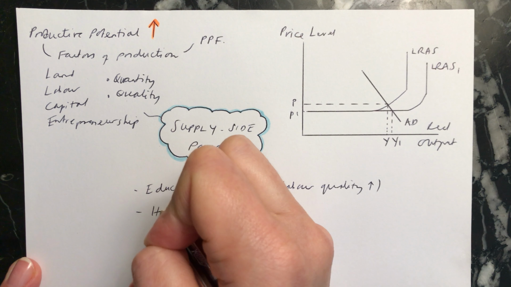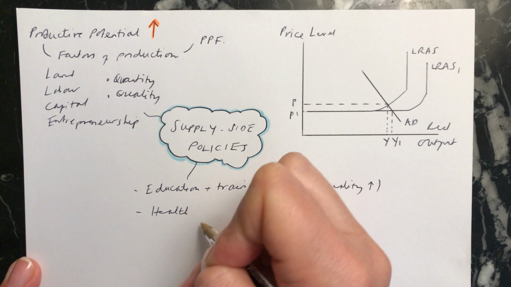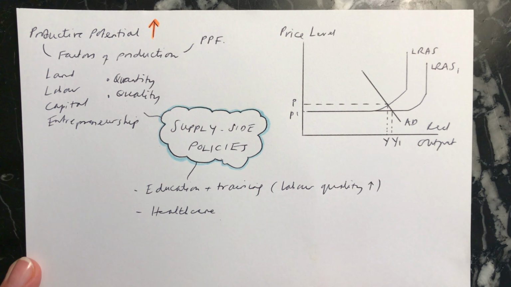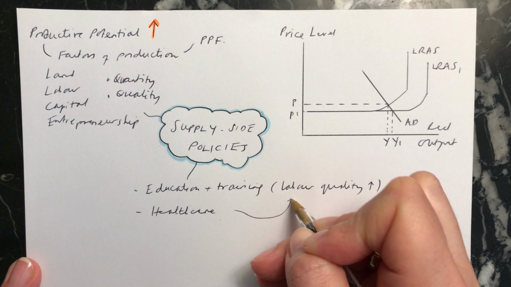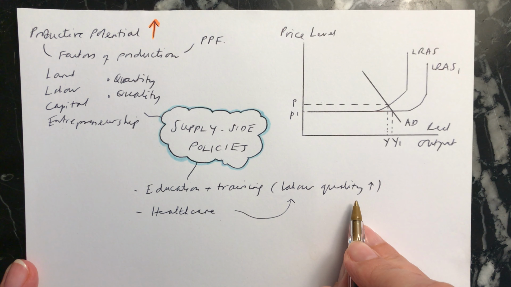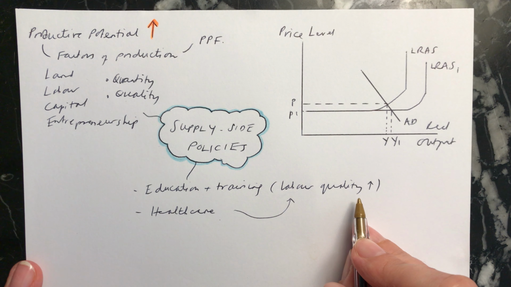Something else that you could do is you could improve healthcare in the economy, and if you improved healthcare, it would do the same thing. It would improve the quality of your labour, and it would also mean people are at work more of the time, and therefore our productive potential will go up.